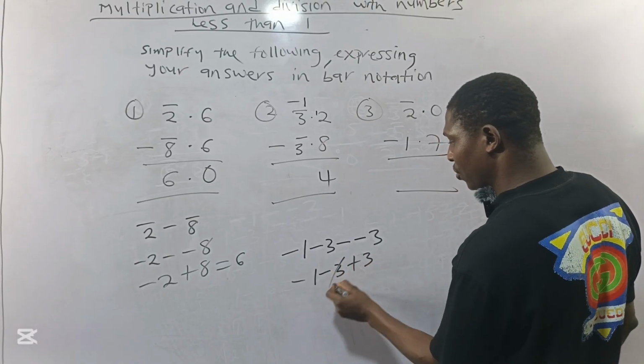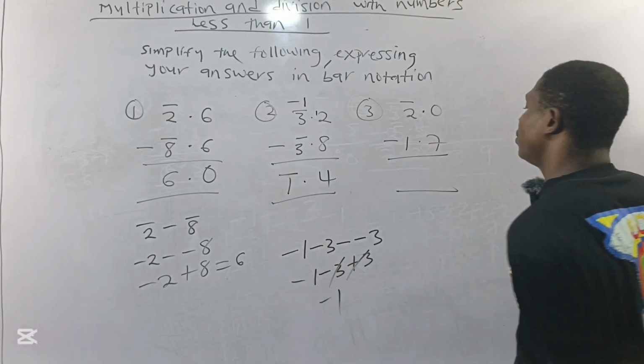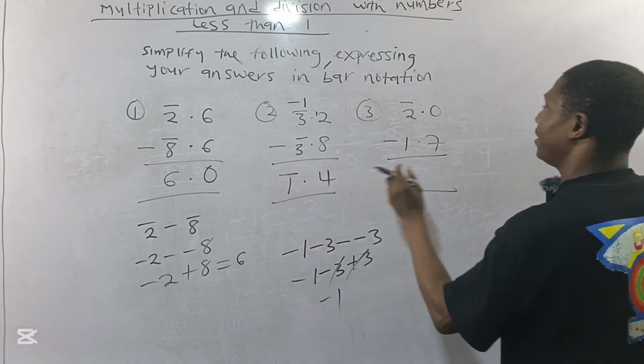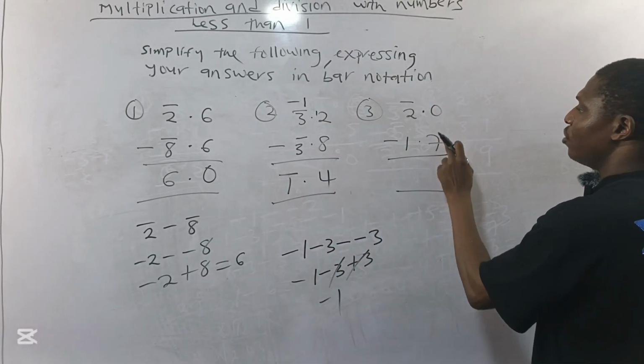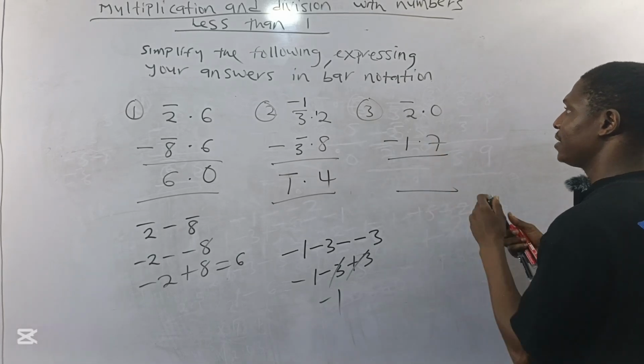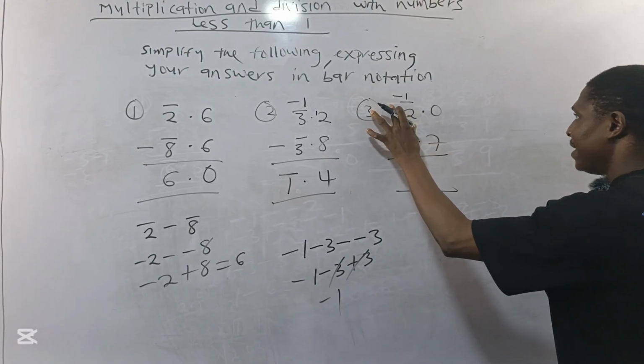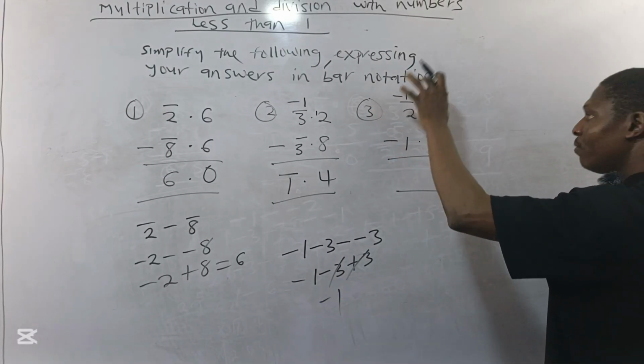3. Minus 3 plus 3 is 0, so I have minus 1, which is bar 1. So I have bar 1.4 as my answer here. Now for this, 0 minus 7 cannot. So I'll take 1 from here. If I take 1 from this, it becomes what? Minus what? 1. What is happening here? It means bar 2 will be more reduced.